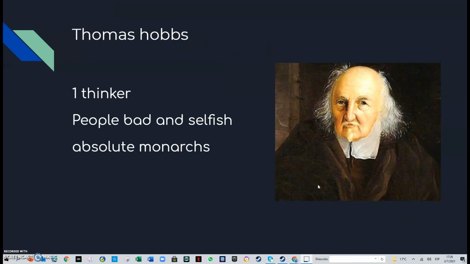Thomas Hobbes was the first Enlightenment thinker. He said that people were bad and selfish, and within that, they take bad decisions. So what he proposed to do was to have a person superior to them for taking their decisions. For example, an absolute monarch.